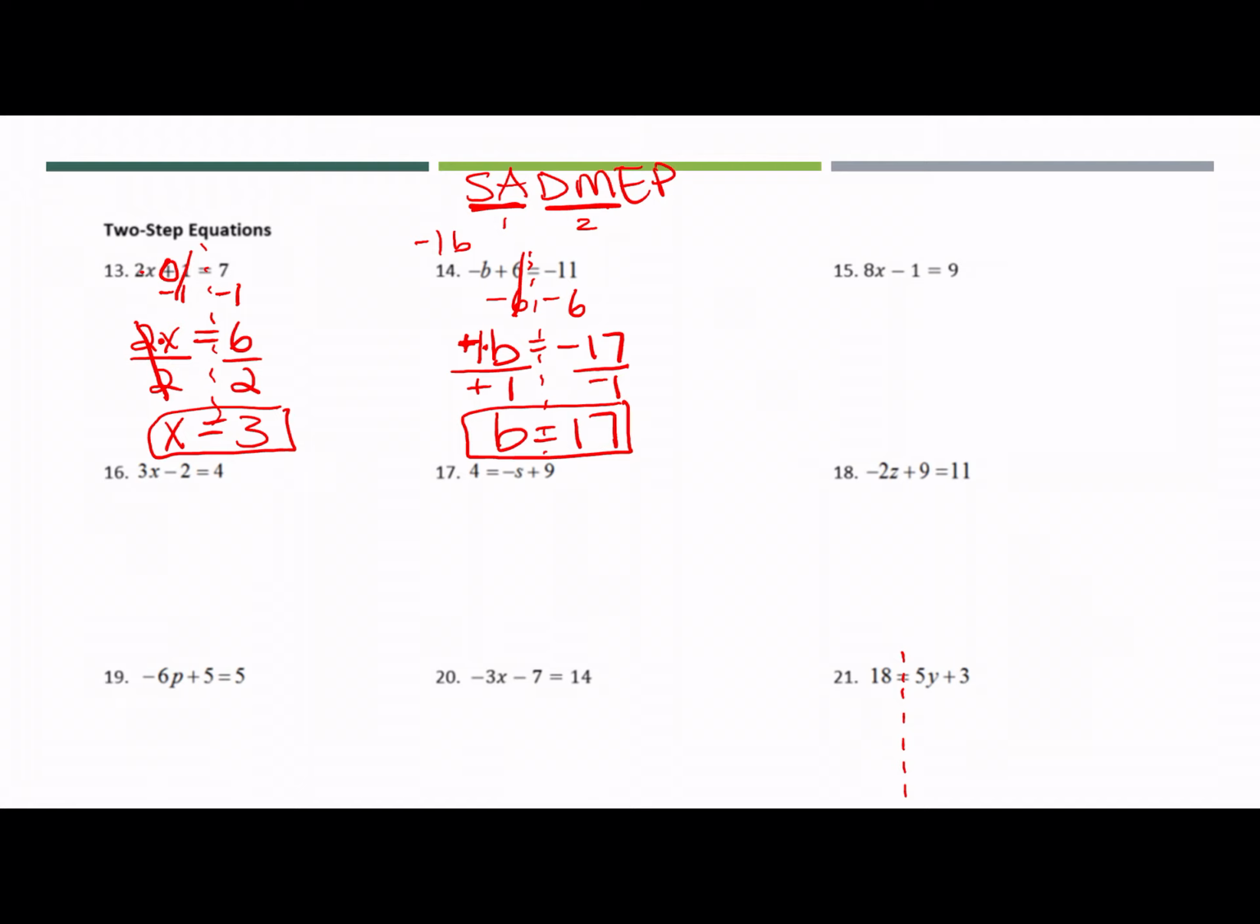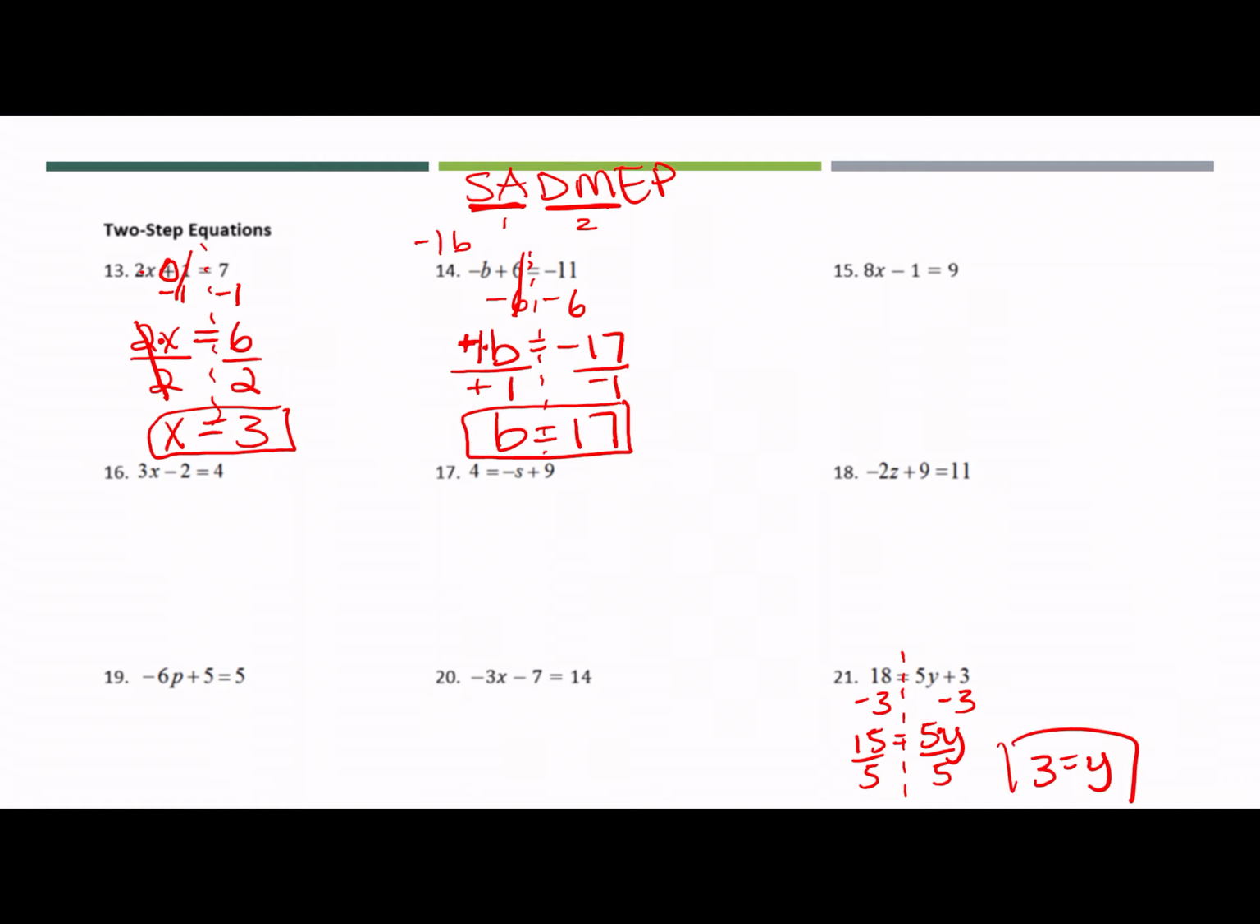So in order to get y by itself, I'm going to use PEMDAS in reverse. And I'm going to get rid of my addition and subtraction first, right? So I'm going to subtract 3 from both sides. And 18 minus 3 is 15 is equal to 5y. This means 5 times y. So the opposite of multiplication is division. So I'm going to divide both sides by 5, and I'm running out of room, sorry about that, but I have 3 is equal to y.